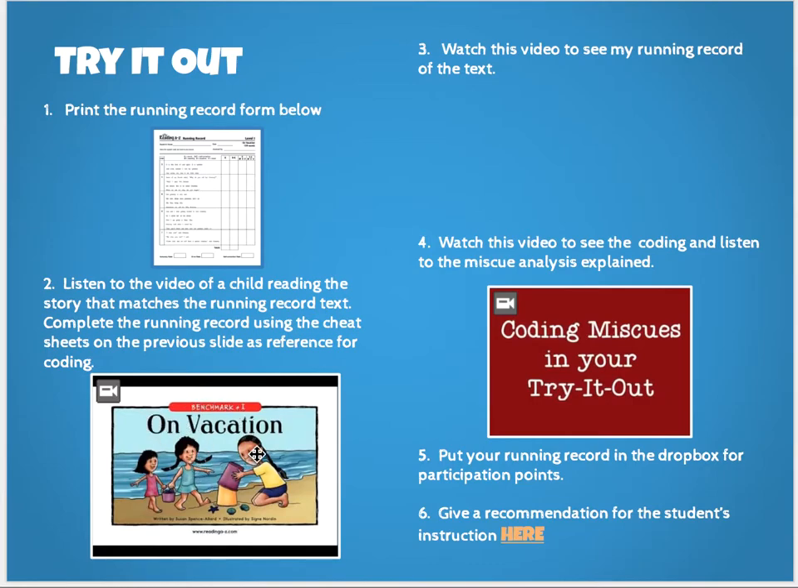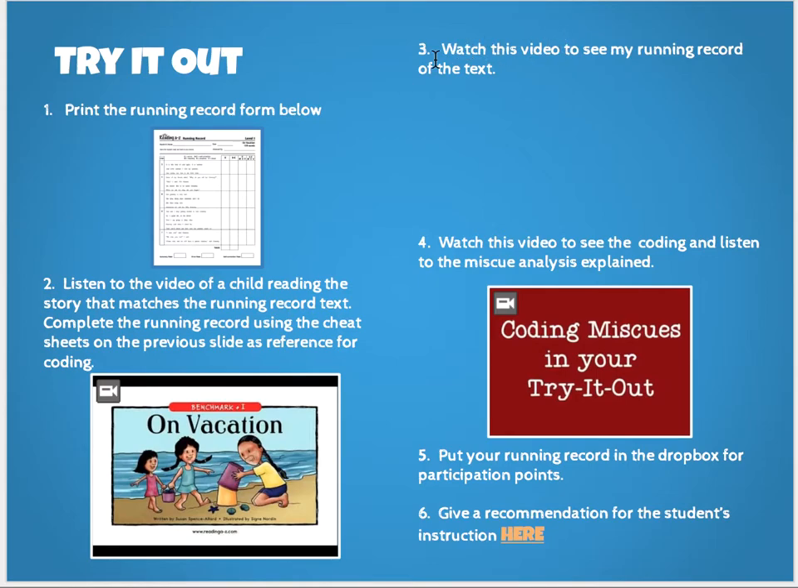This is a video of a child reading the story that matches your running record sheet. So you will print the form first, then you will listen to the video of the child reading, and you will complete the running record as that child reads. If you need to slow it down, pause the video.